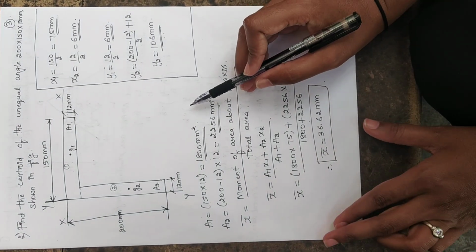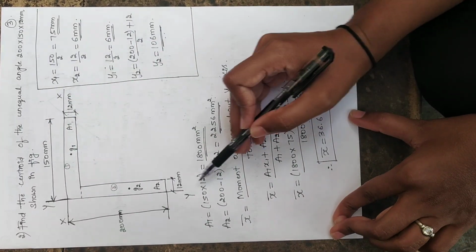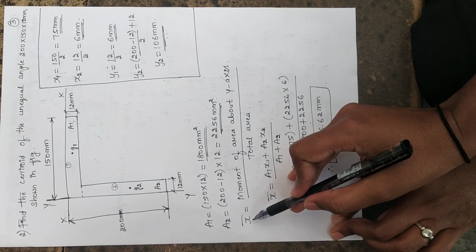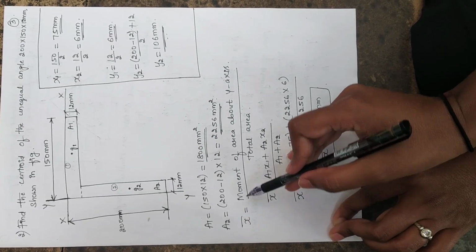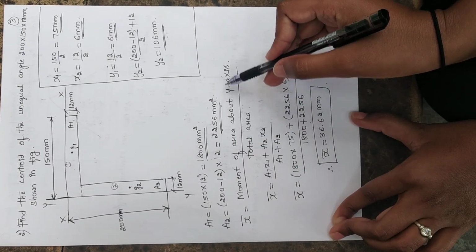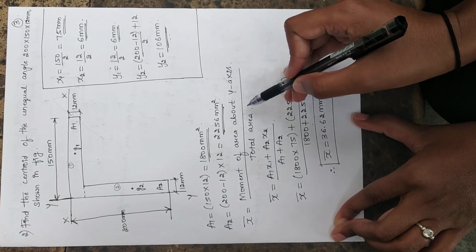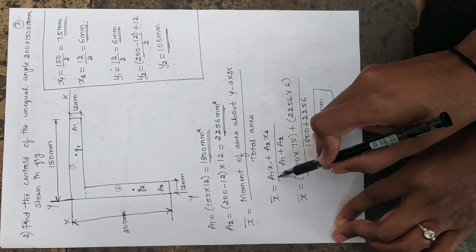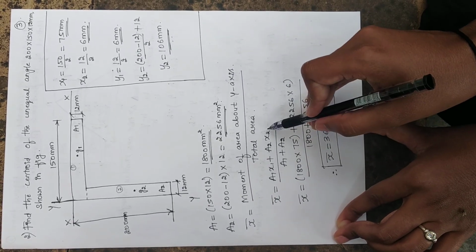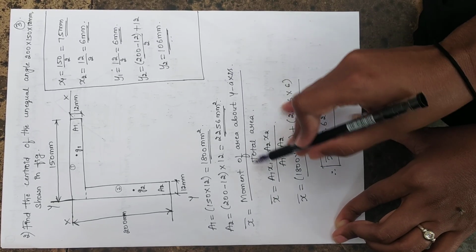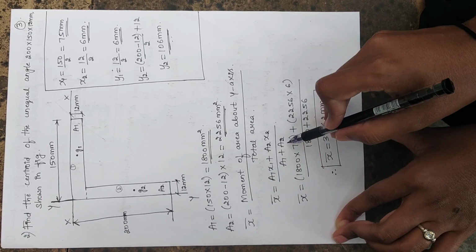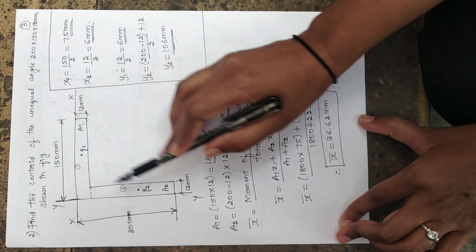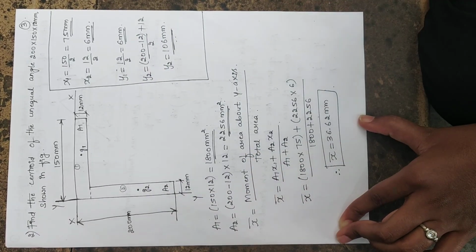Now let us start finding the centroid along YY axis first. Here the centroid along YY axis is named as x bar. This is given by the ratio between moment of area about y axis to the total area. Now the formula to find moment of area about y axis is written as A1 x1 plus A2 x2 divided by total area, whose formula is written as A1 plus A2. Here we are considering only two terms just because we are having two portions within the section.